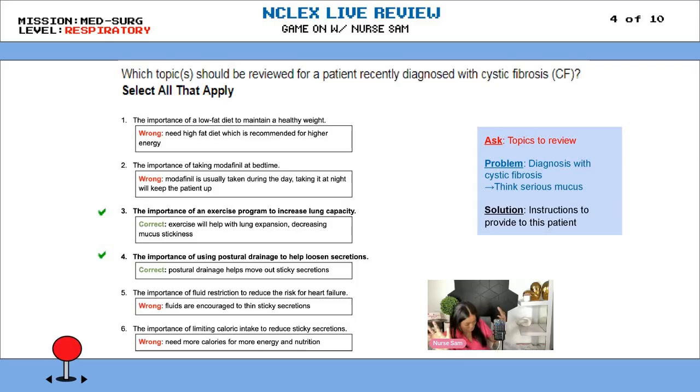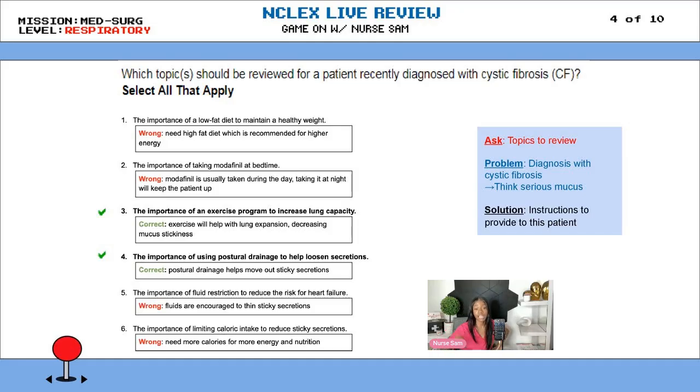Right? So just an example. 2, the importance of taking modafinil at bedtime. Modafinil is just taken during the day. Do you see what I mean? They said modafinil, which is correct, but at bedtime was the no. It's not at bedtime. It's actually during the day. The opposite. Are you picking up what I'm putting down? You feel me?